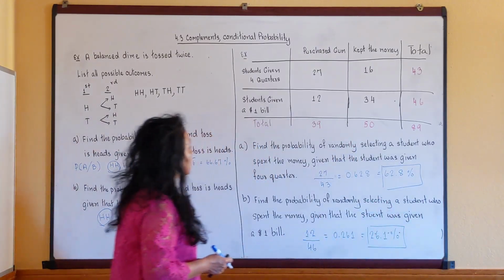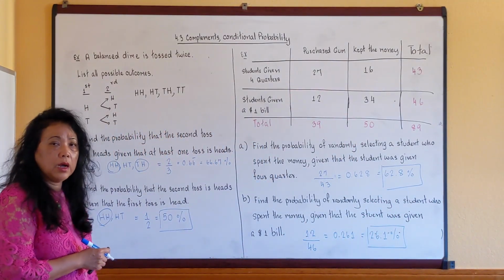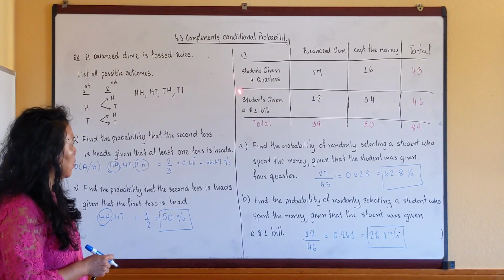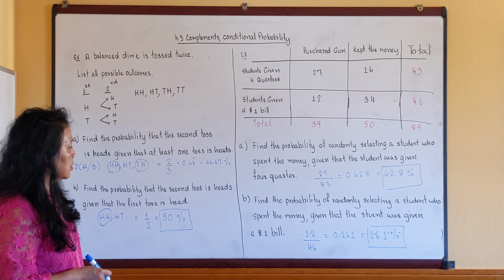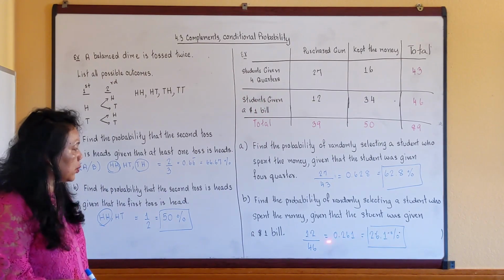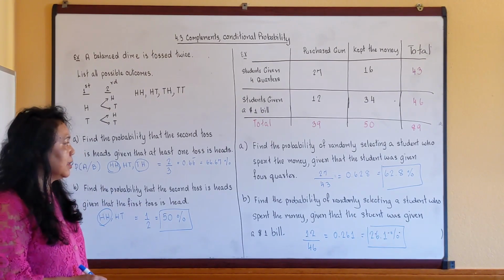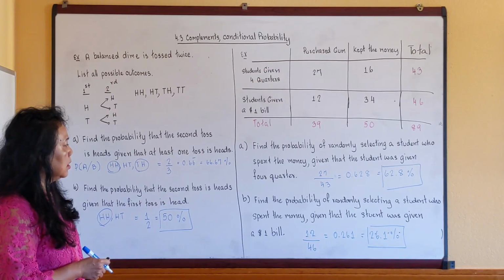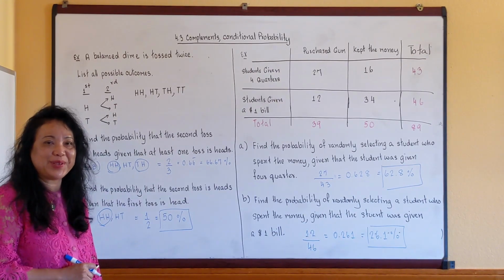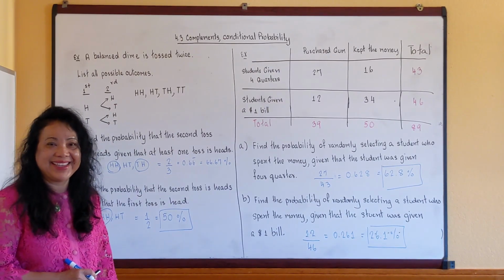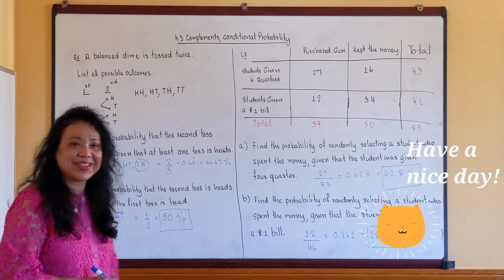So it seems like if you give them a $1 bill, 26.1% of them spend money. But if you give them a quarter, 62.8% of them spend the money. Alright, we finished 44.3.